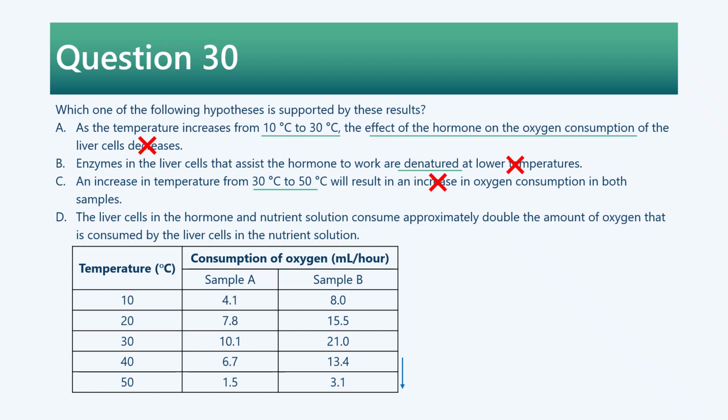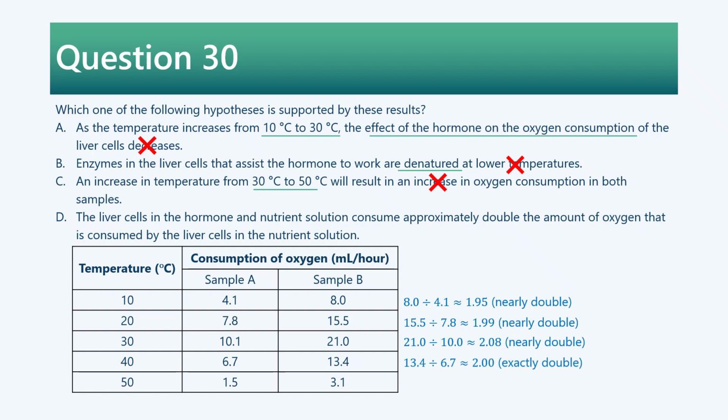Comparing sample B, hormone plus nutrient, with sample A, nutrient only, across all temperatures. 10 degrees Celsius, 8.0 divided by 4.1 almost equals 1.95, nearly double. 20 degrees Celsius, 15.5 divided by 7.8 almost equals 1.99, nearly double. 30 degrees Celsius, 21.0 divided by 10.1 almost equals 2.08, nearly double. 40 degrees Celsius, 13.4 divided by 6.7 is equal to 2.00, exactly double. 50 degrees Celsius, 3.1 divided by 1.5 almost equals 2.07, nearly double.